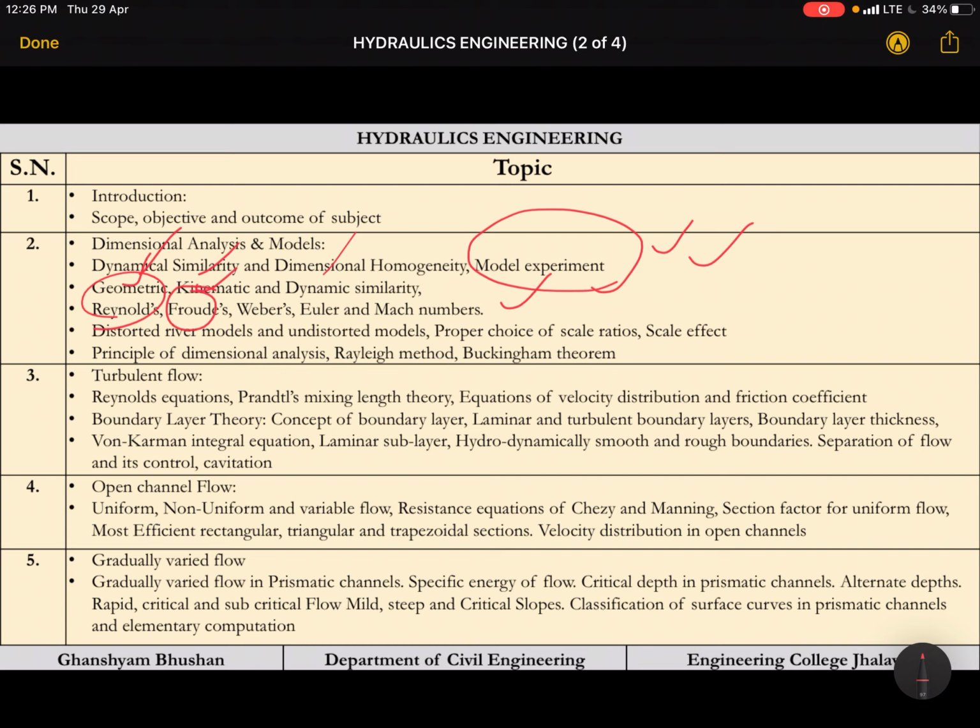After that we will be seeing the distorted model and what the scale effect is, and how we are going to use this for our civil engineering structures. After that we are going to see a very important theorem, which is the Buckingham pi theorem. This is also known as the pi theorem.